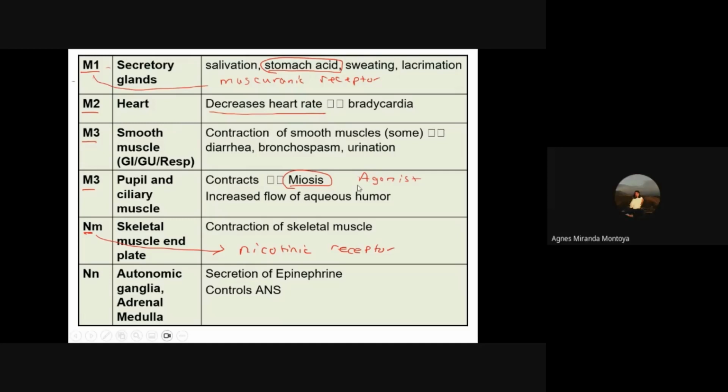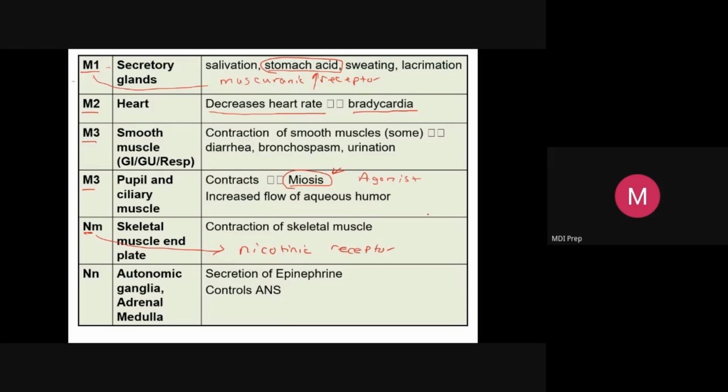Can you repeat that? Yes. So you see how these muscarinics all have the parasympathetic stuff like bradycardia, meiosis, increased stomach acid for increased digestion. Whenever an agonist binds to a muscarinic receptor, it's going to create some type of parasympathetic effect. Okay, yes, because they're agonists. Correct. Exactly.